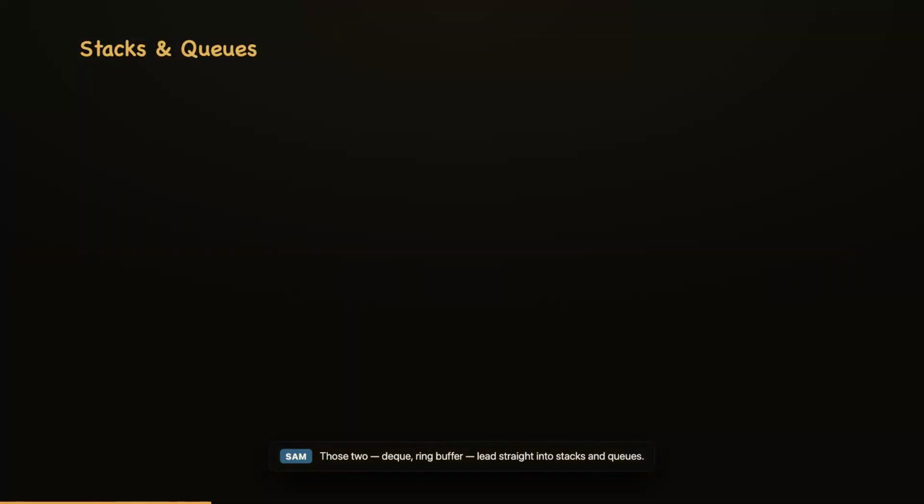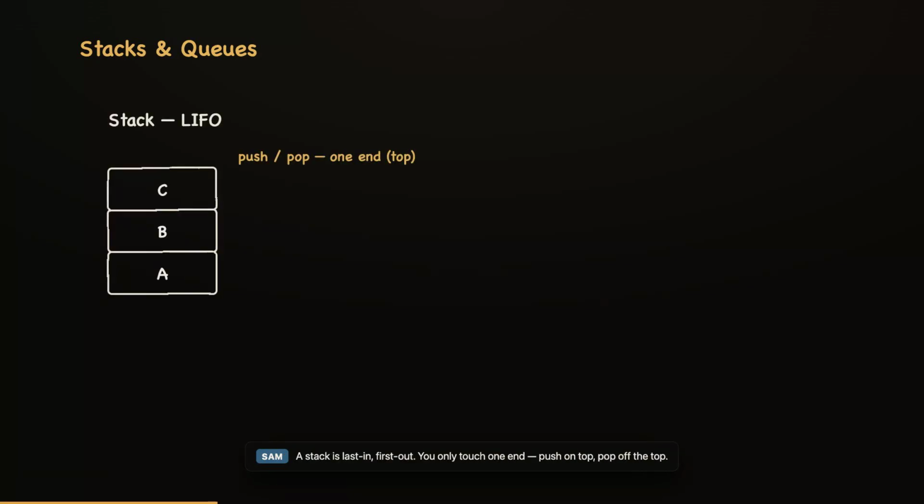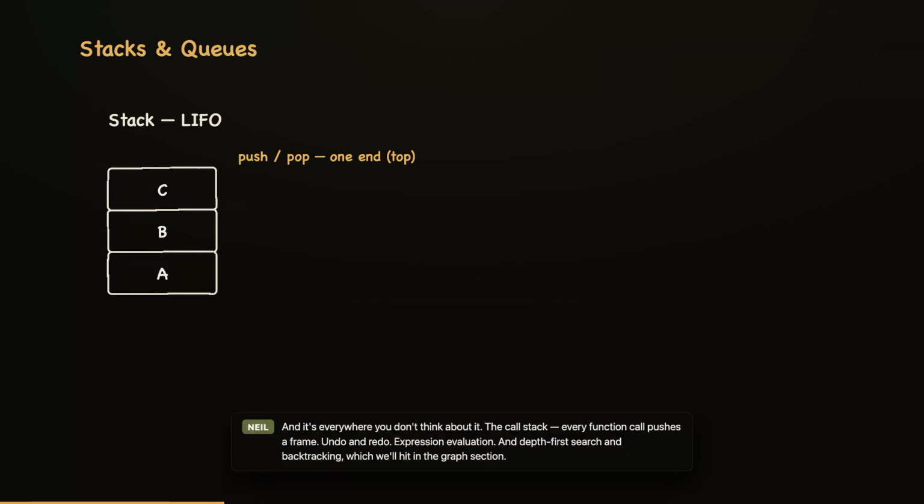Those 2, deque and ring buffer, lead straight into stacks and queues. A stack is last in, first out. You only touch one end, push on top, pop off the top. And it's everywhere. You don't think about it. The call stack, every function call pushes a frame, undo and redo, expression evaluation, and depth first search and backtracking, which we'll hit in the graph section.